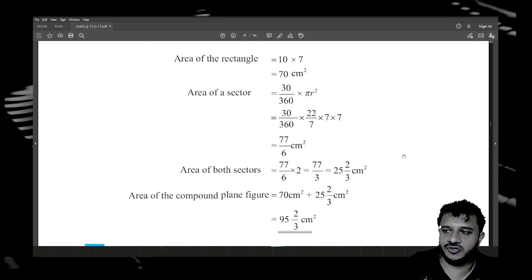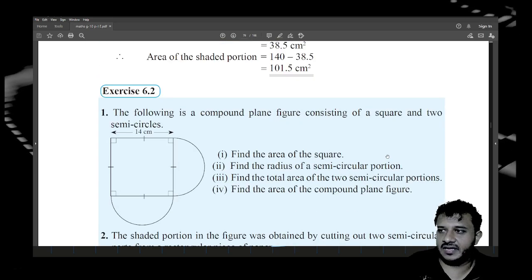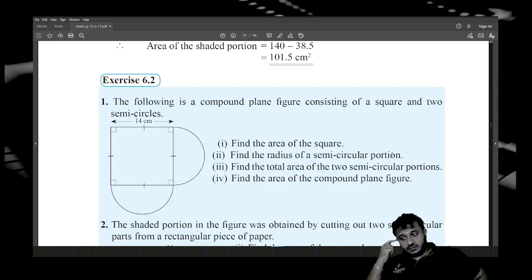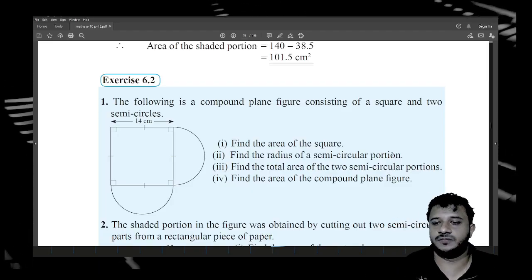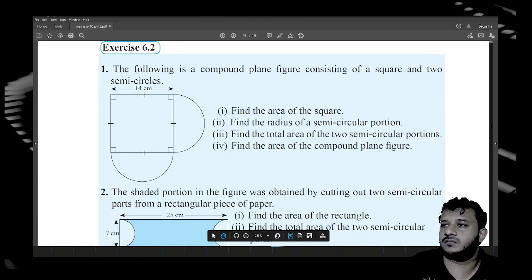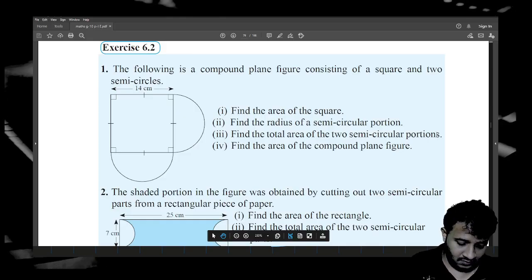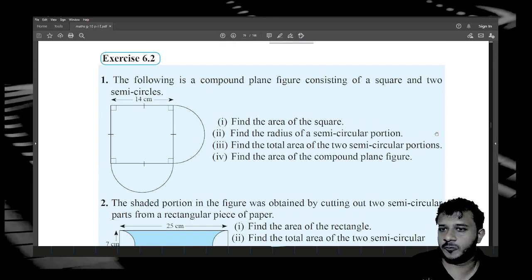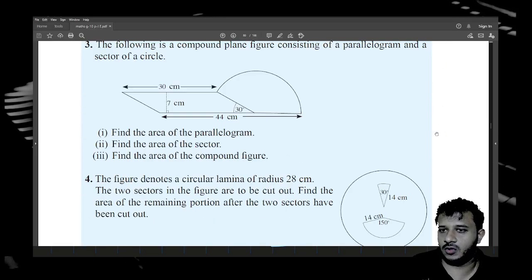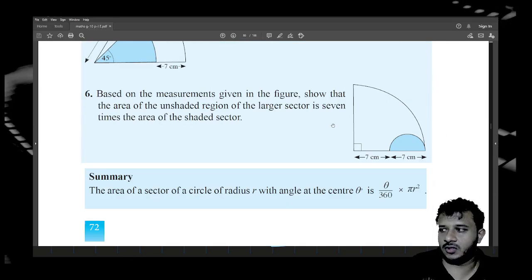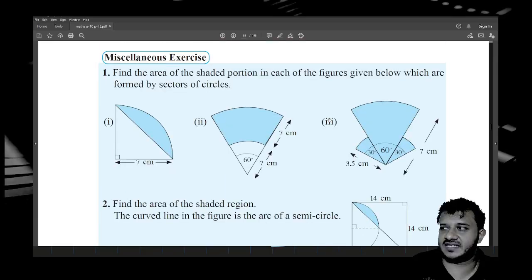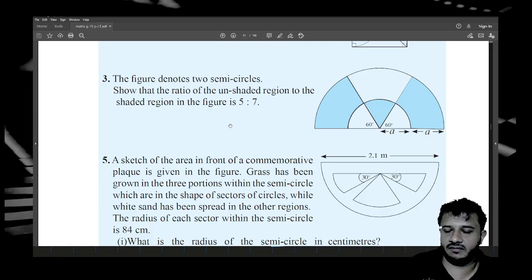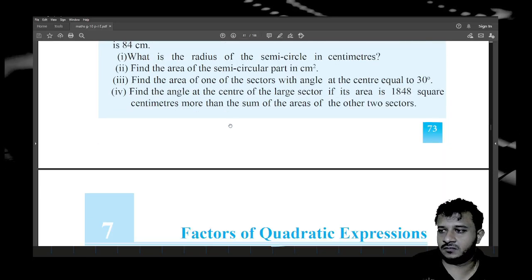Okay, then let's go to 6.2. Exercise 6.2. Anybody got any doubts, any questions about that? 6.2. Anyone got any doubts or questions with 6.2? No one? Okay. Then the miscellaneous exercise of it? Miscellaneous exercise? Everyone good? Okay.